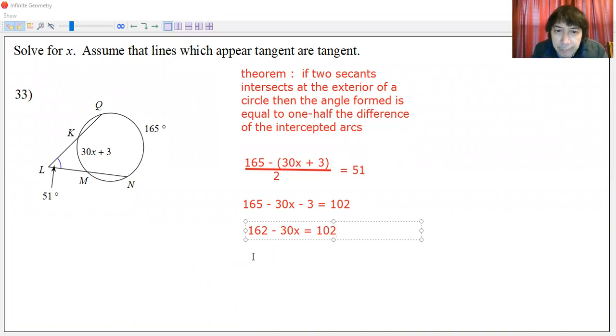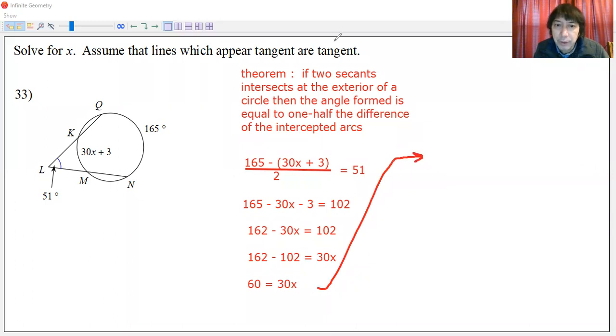Okay, let's do a transposition. We will have 162 minus 102 is equal to 30x, interchanging the 30x and the 102, and at the same time changing the signs. So what do we get in the difference? This will now be just 60. Yes, 60 is equal to 30x. And then dividing both sides by 30, we will have the next line. Let's continue over there.